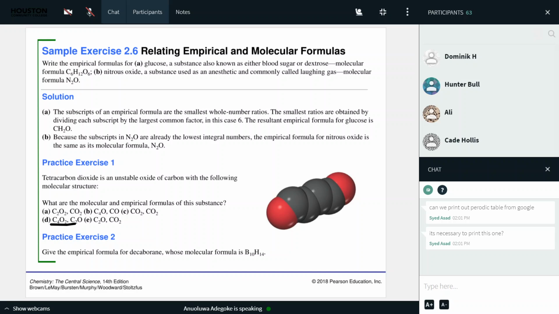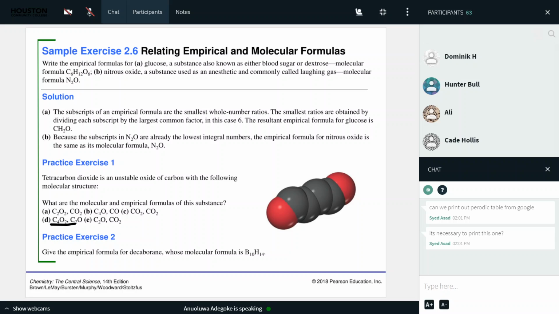In order for us to determine the empirical formula from the molecular formula, we have to have the lowest whole number ratio. We have to have what we call a small integer that we divide the molecular formula through by, to be able to determine the empirical formula. That small integer will be discussed in chapter 3. All right, so that is the example on empirical and molecular formulas.